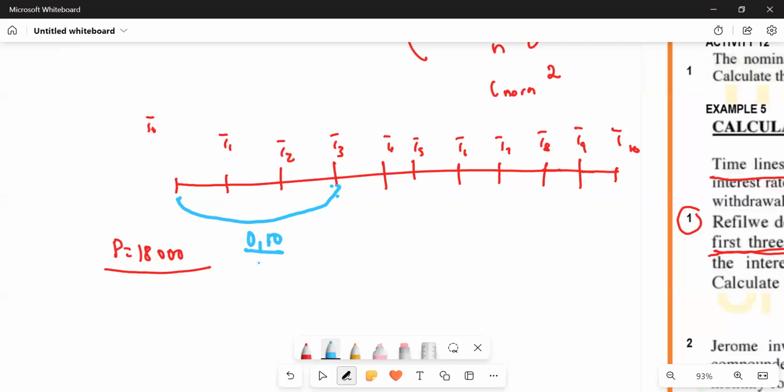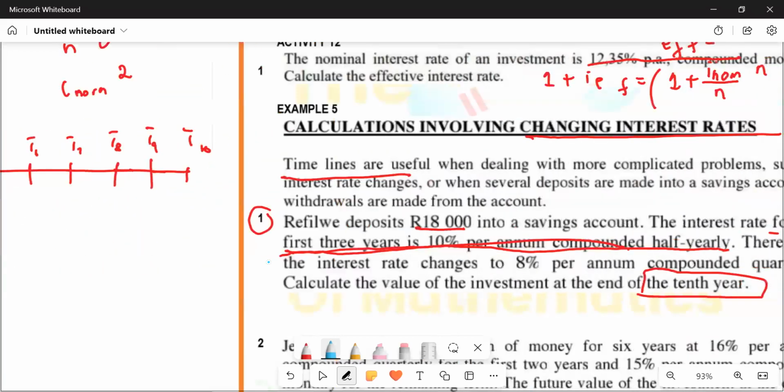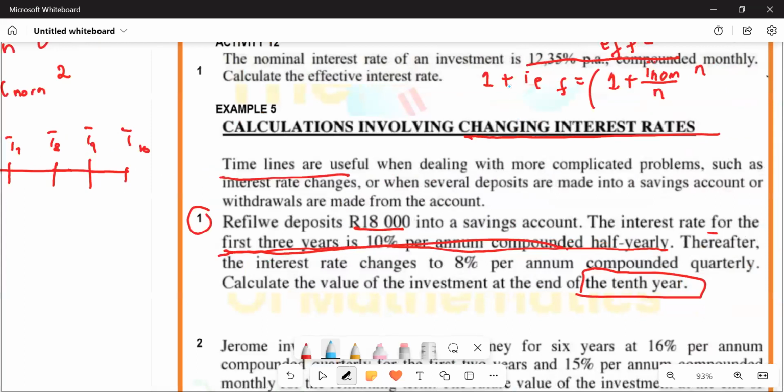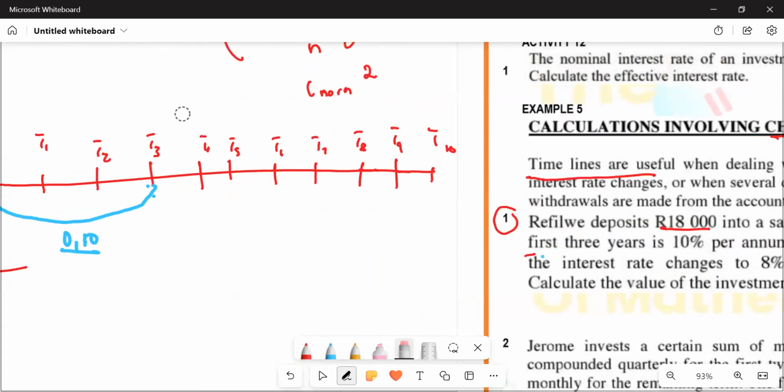The interest is 0.10, which is going to be divided by, let's check, it's compounded what? Half yearly. What do you understand by half yearly? What should I divide with there? I'm going to divide by 2. So I'm going to say it's 10% per annum compounded half yearly, which is 10 divided by 2. Where does this 10 divided by 2 come from?